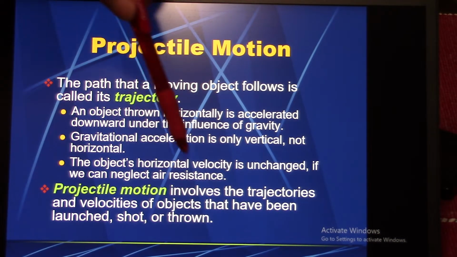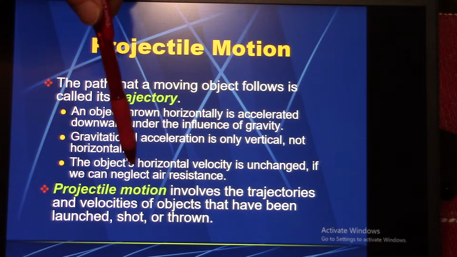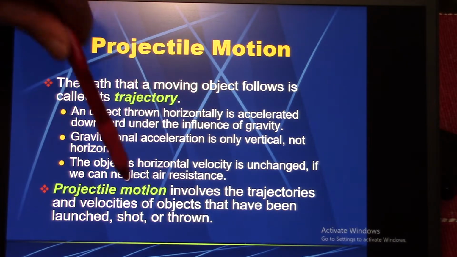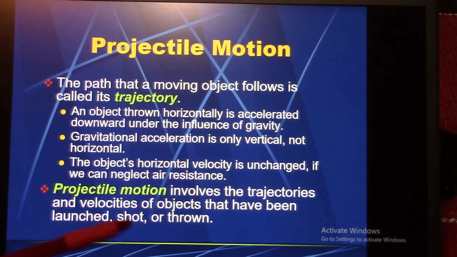So the object's horizontal velocity is unchanged if we can neglect air resistance. Projectile motion involves the trajectories and velocities of objects that have been launched, shot, or thrown.